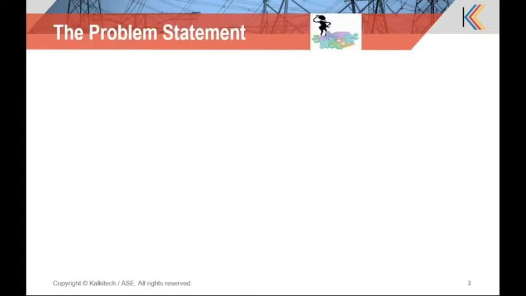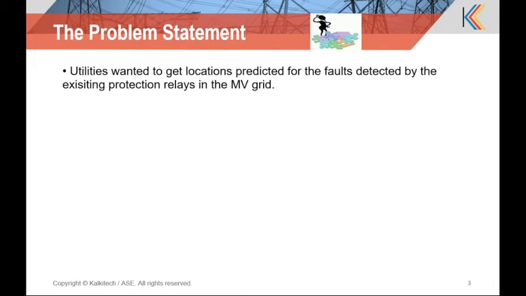So moving ahead with the problem statement. First and foremost, the utility wants the location of the fault predicted for the MV grid. And you know it is a radial network, so it is not as simple as in the case of the transmission network, and we need an extensive algorithm to predict where the fault has occurred.